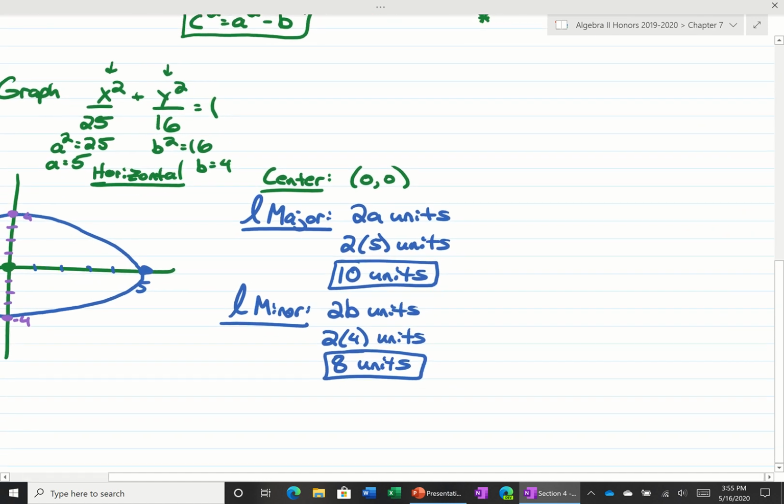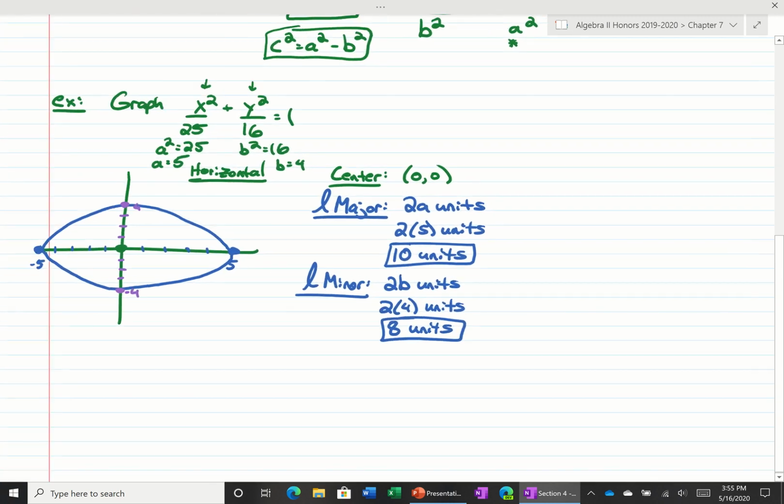I could ask you, what are the endpoints of the major axis? And the way that we do this is we start with our center. And remember, the major axis goes left and right. So we're going to the left 5 and to the right 5. So we're adding those to the x value.